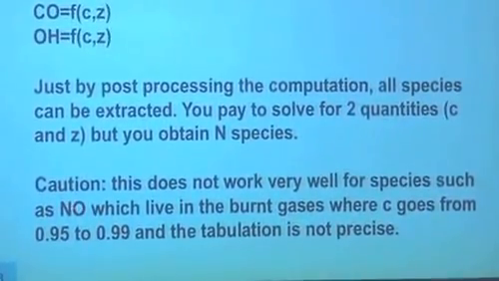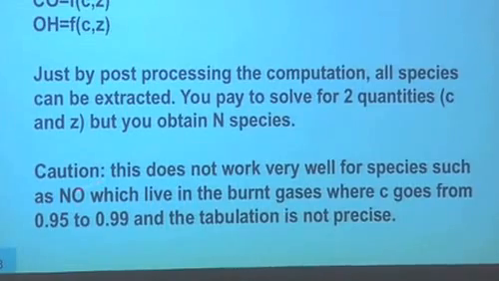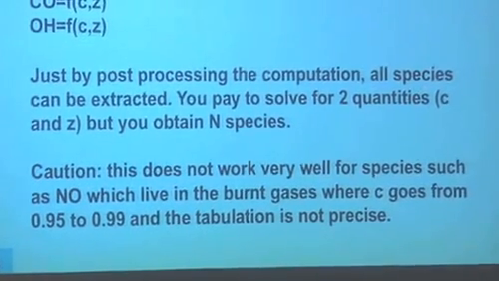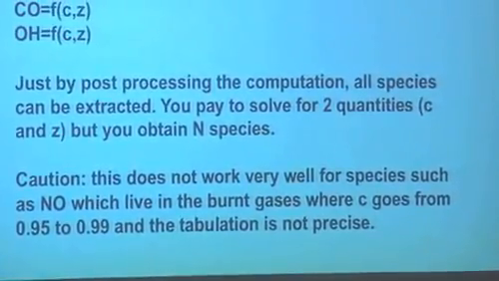Except in practice, for example, NO is difficult to get, because NO is produced far away in the burn gases, and in the manifold it's a singular point. So if you want NO, you cannot do that. On the paper you can, but in practice you can't.